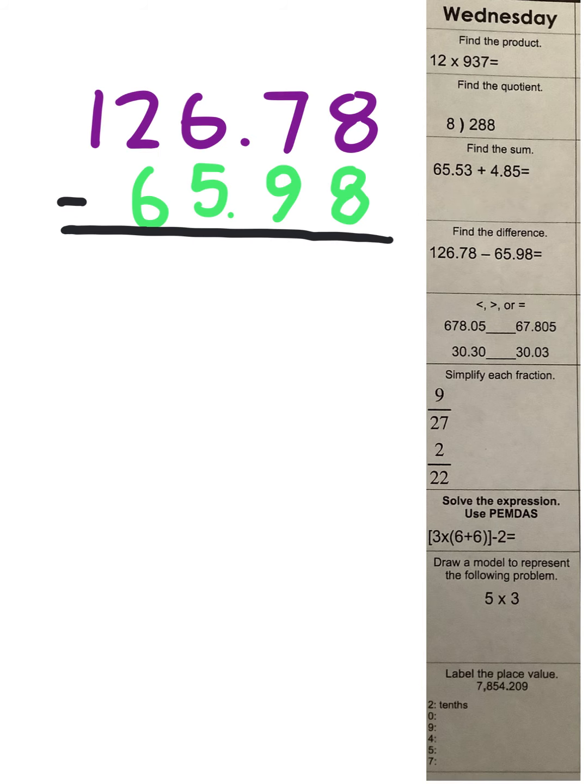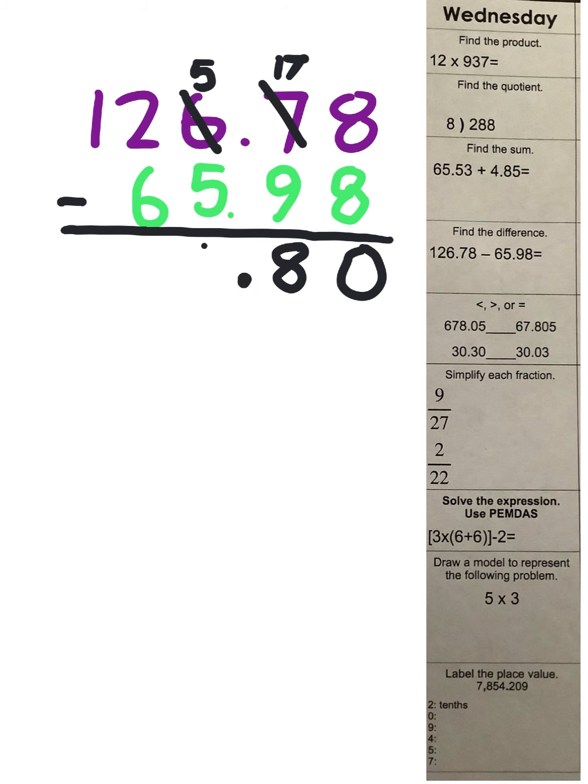All right, so let's go ahead and find the difference of 126 and 78 hundredths minus 65 and 98 hundredths. I'm going to start subtracting in my hundredths place. I'm going to have to do some regrouping here. That means 2 slashes. That 6 becomes smaller. This 7 becomes a 17. I'll bring down my decimal.